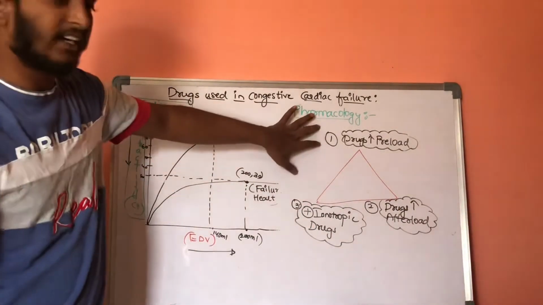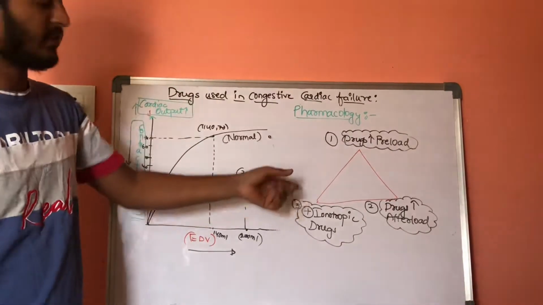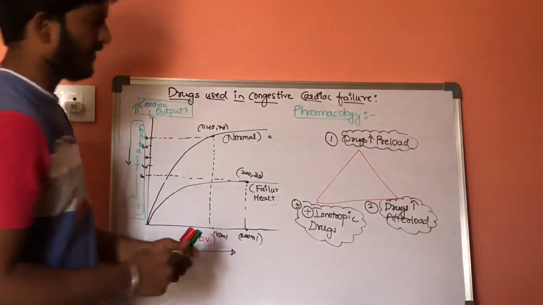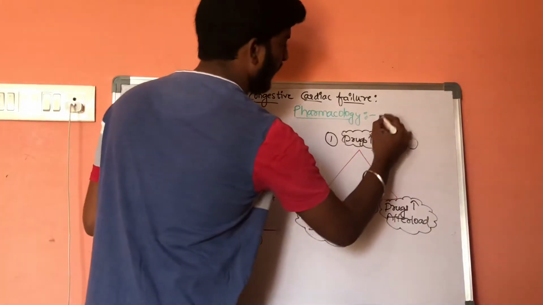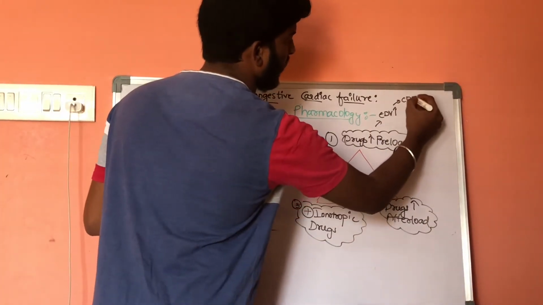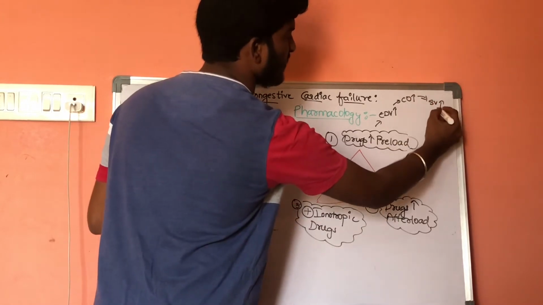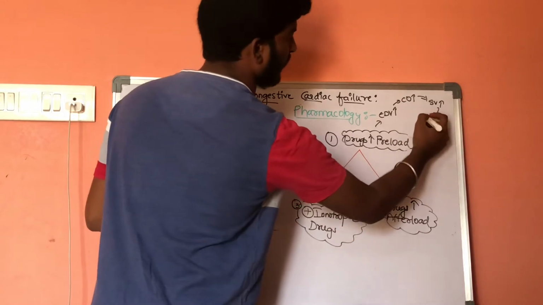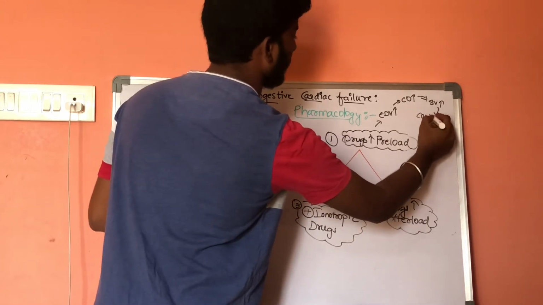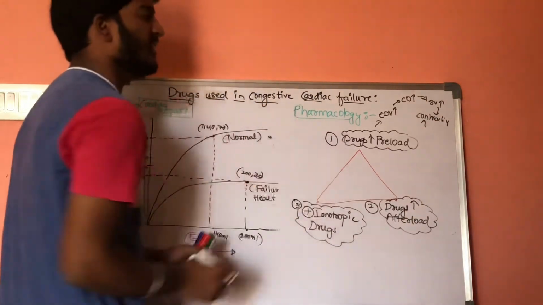That is, the drugs which are helpful in increasing the preload. If the preload is increased, then end diastolic volume will be increased. Then cardiac output will increase, then stroke volume will increase, then contractility will increase. In this way, it will be helpful.